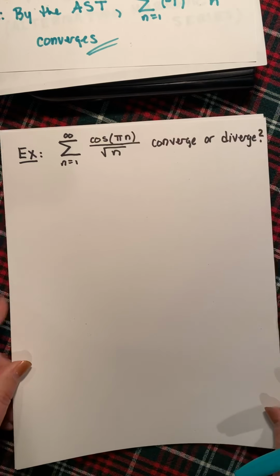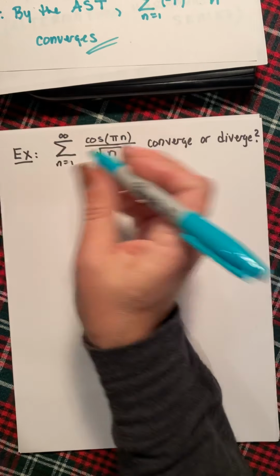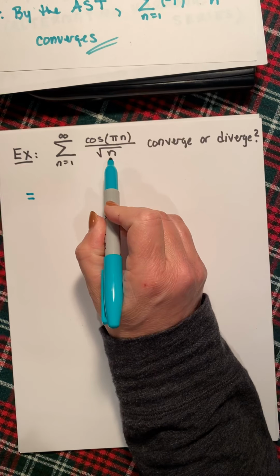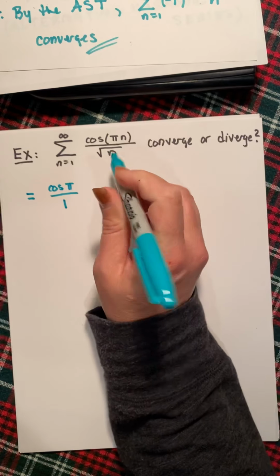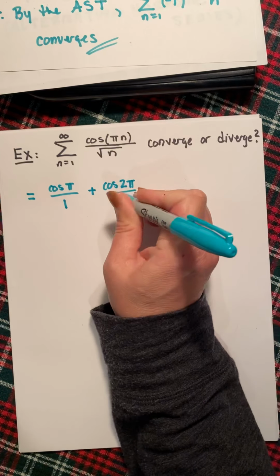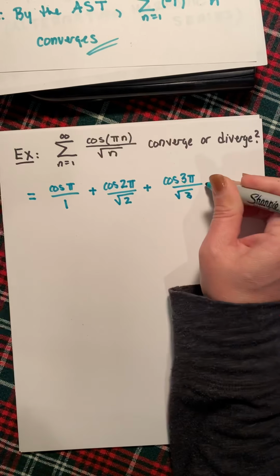So this one is pretty simple. Be careful, because sometimes we have alternating series in disguise. You might look at this and be like, oh my goodness, I'm not even sure where to start. But when in doubt, it's not a bad idea to just write out a few terms of the series. If n is 1, we get the cosine of pi over the square root of 1. And if n is 2, we get the cosine of 2 pi over the square root of 2, plus the cosine of 3 pi over the square root of 3, plus.